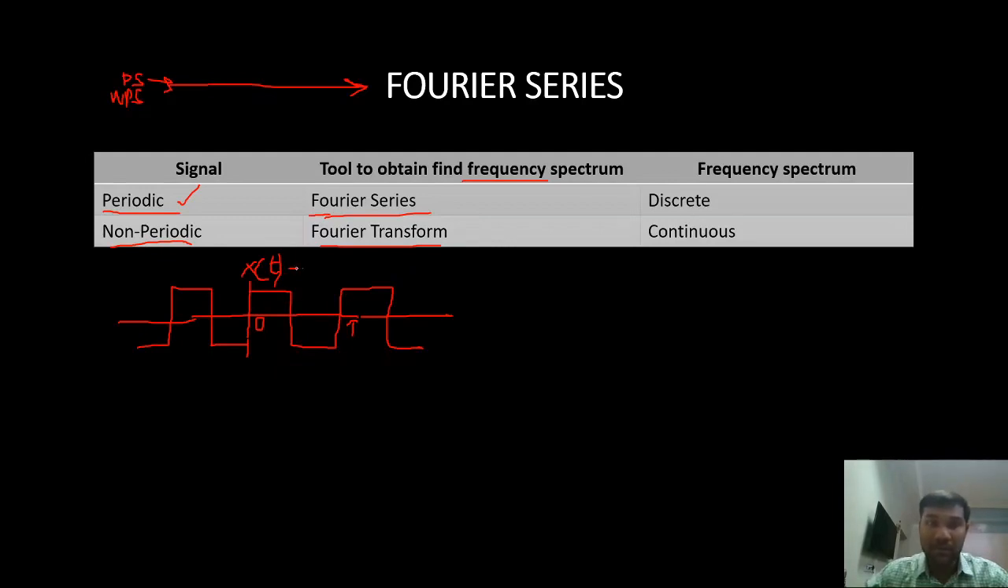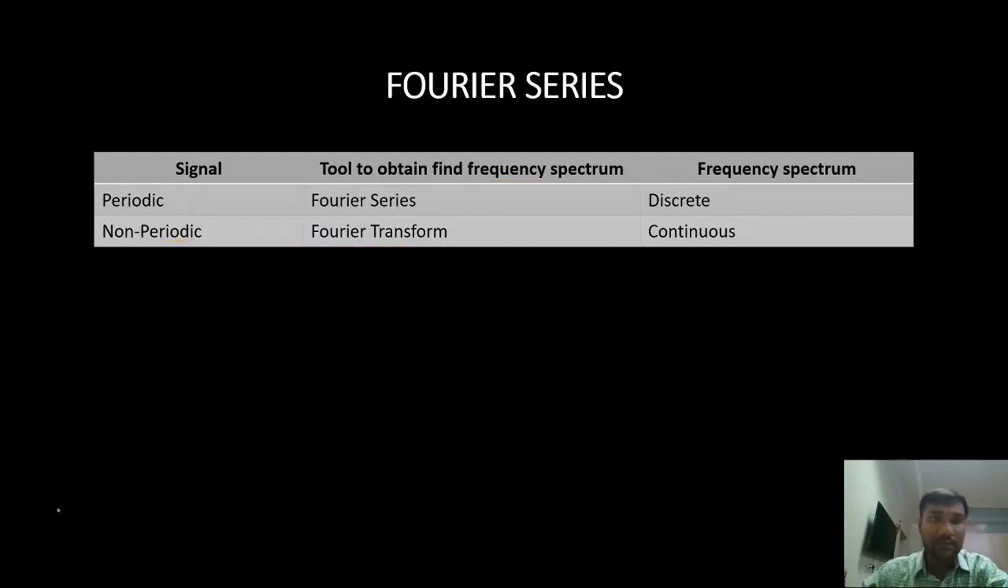So if I can represent my x of t in terms of Fourier series expansion, I can say clearly what frequencies are present in my time domain signal. We'll see how we can do this later, right? So that is the need for Fourier series.